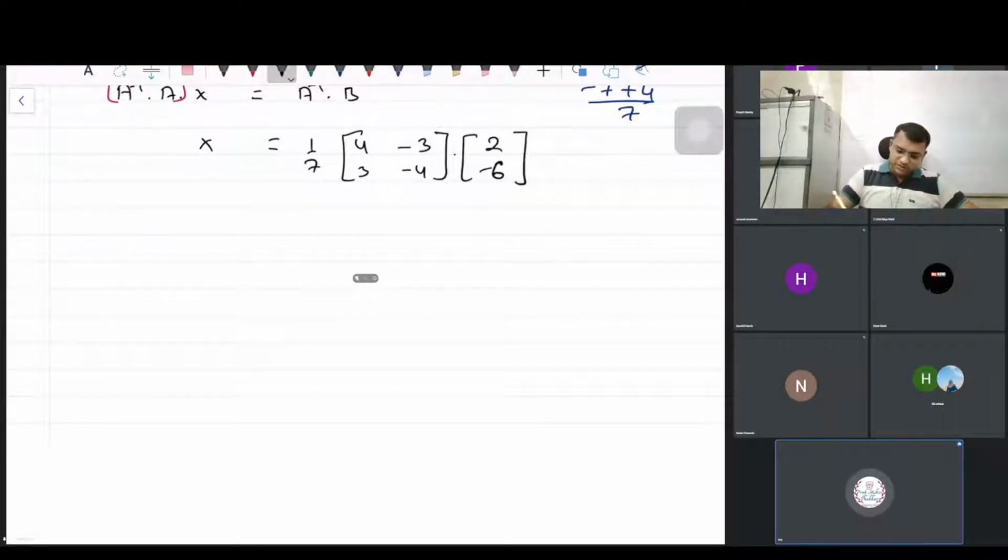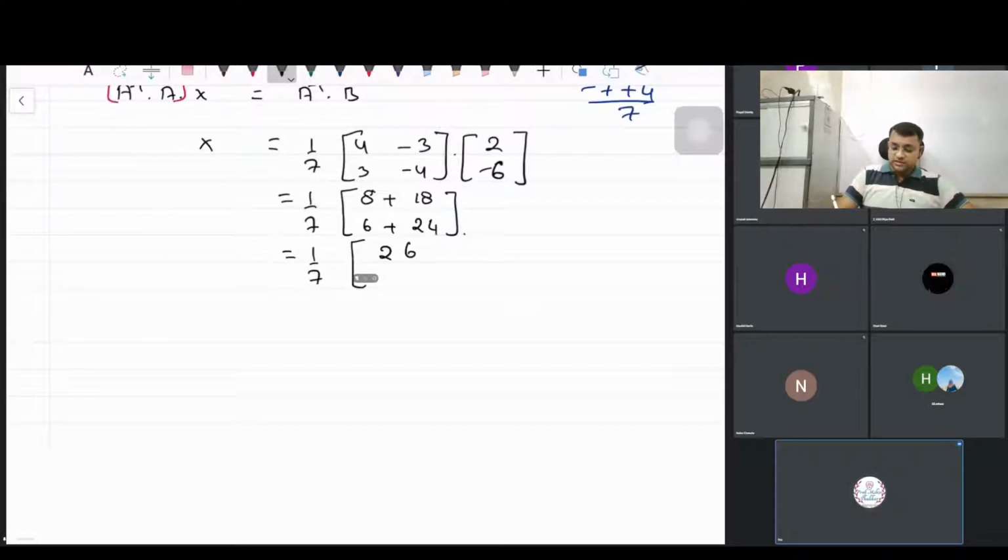Now multiplication is a piece of cake for you, I am sure. 1 by 7. 4 into 2, that is 8, plus 6 into 3, that is 18. For the next, 3 into 2, this is 6, plus negative 4 into negative 6, that is positive 24. So this 1 by 7 is as it is. 18 and 8, how much is it? 26. This is 30. So these are your values of x and y actually, guys.